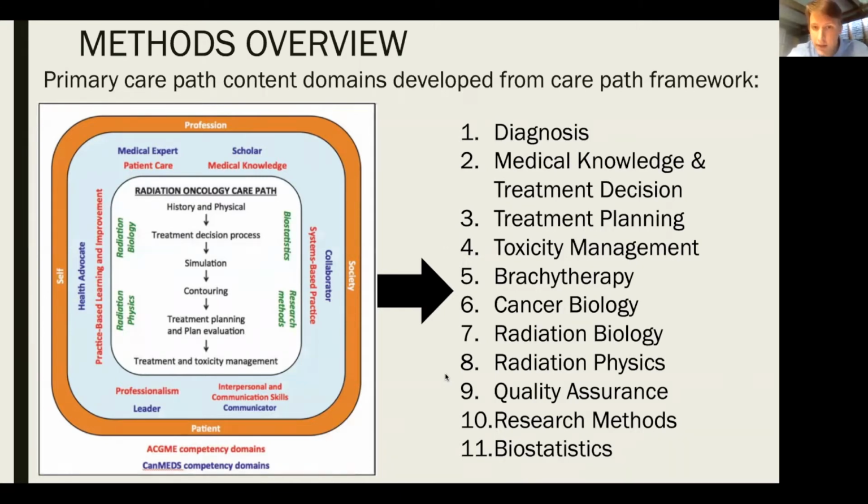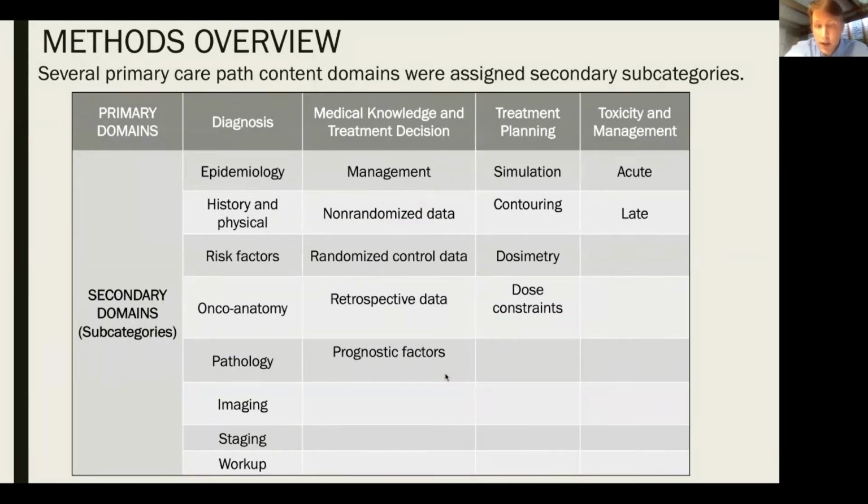So we settled on 11 primary care path domains, topics and categories such as diagnosis, treatment planning, toxicity and management, medical knowledge and treatment decision is one, as well as other topics like radiation biology, radiation physics, other things we're familiar with. Some of these topics are pretty broad, so we decided on creating some subcategories for these primary care path domains. So there are some secondary subcategories, which we're calling secondary care path domains. For instance, under treatment planning, you can see there's simulation, contouring, dosimetry, and dose constraints.